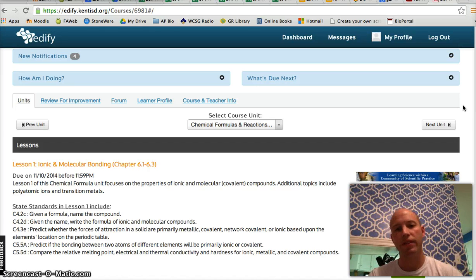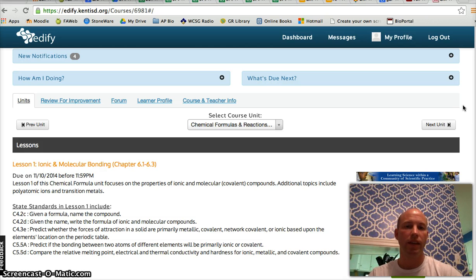This comes from chapters 6 and 8 in your textbook. Some topics from this unit include ionic and molecular compounds, how to name these ionic and molecular compounds, balancing chemical equations, types of reactions, and finally, how do you predict the products if you only know the reactants.